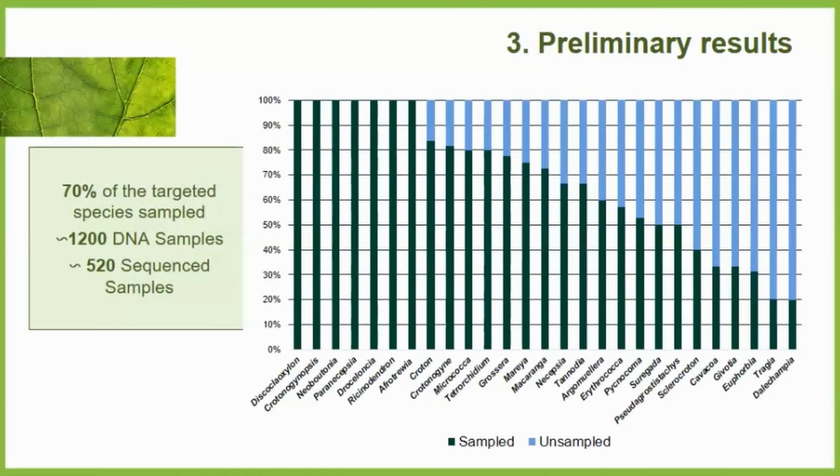Finally, some preliminary results that we have is our sampling. We are close to 70 to 80% of the targeted species in sampling. It has been an immense work. We also have more than 1,200 DNA samples, and we have sequenced at the moment 520 samples. So that's a lot of data, but we will be having more and more, because there's another PhD student in our project, and she is trying to complete our sampling.